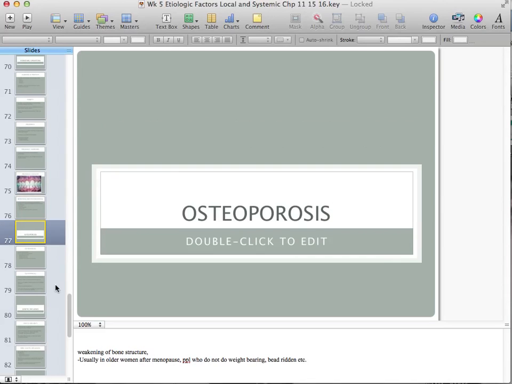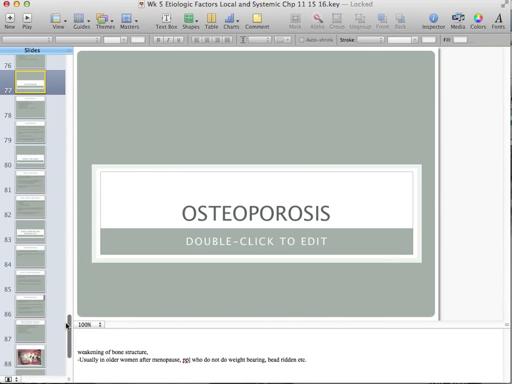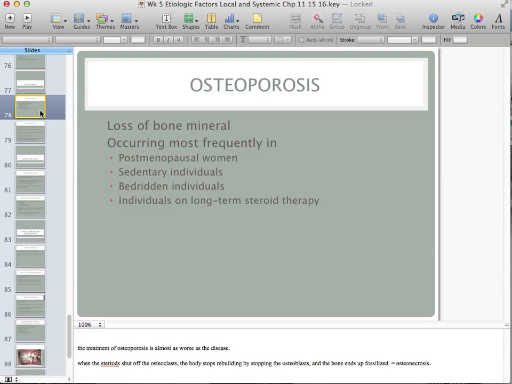All right, osteoporosis. Osteoporosis is a weakening of bone structure, usually in older women after menopause who do not do weight bearing or are bedridden or stuff like that. They're not using their body as much. So we talked about osteoporosis as a loss of bone mineral. It can be seen in older women, bedridden individuals, sedentary individuals.